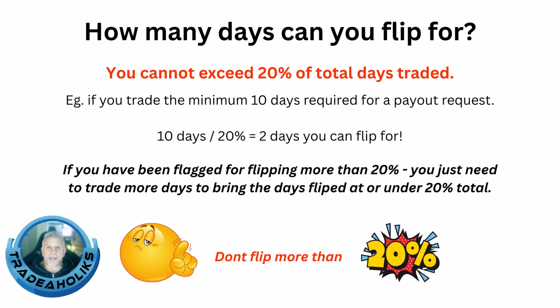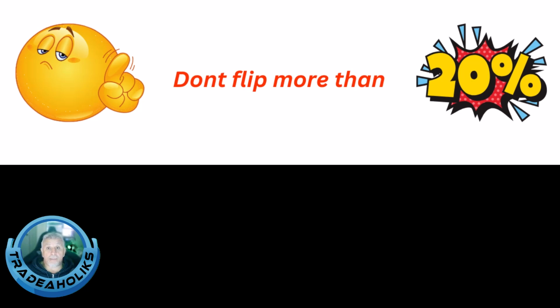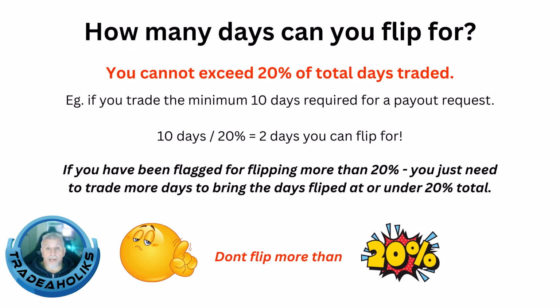How many days can you flip for? Well, you cannot exceed more than 20% of your total days traded. So, for example, if you just traded the 10 minimum days required for a payout, you could only flip for 2 days, because 20% of 10 days is 2.